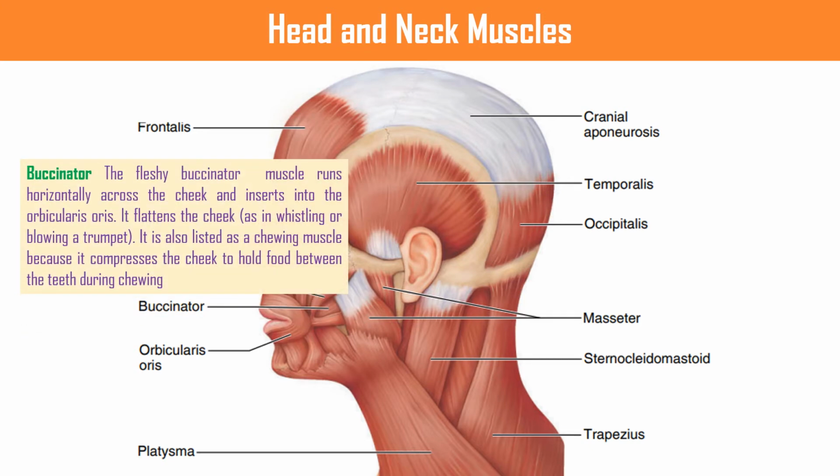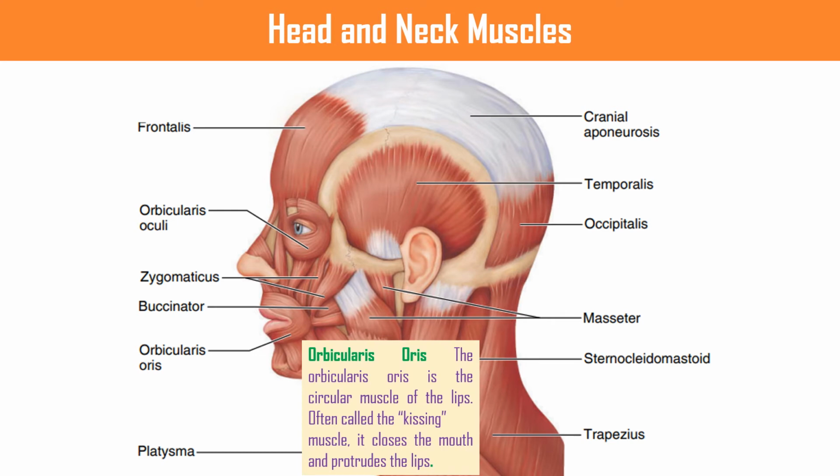The next one is buccinator. The fleshy buccinator muscles run horizontally across the cheek and insert into the orbicularis oris. It flattens the cheek as in whistling or blowing a trumpet. It is also listed as a chewing muscle because it compresses the cheek to hold food between the teeth during chewing.